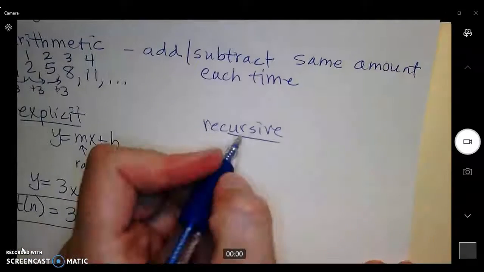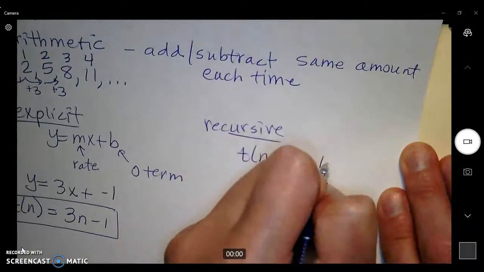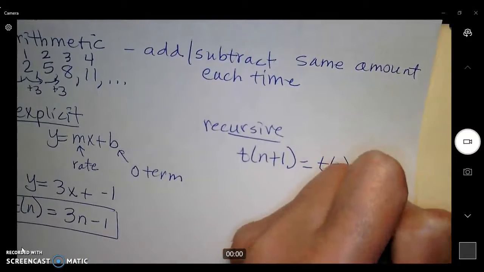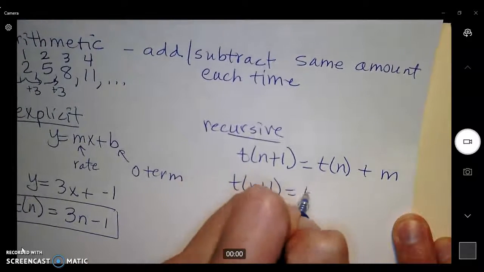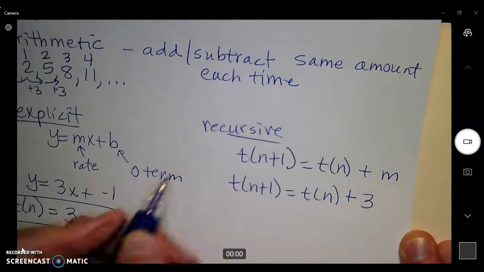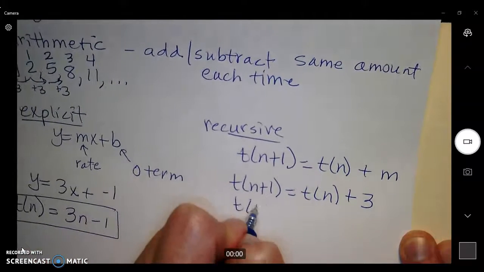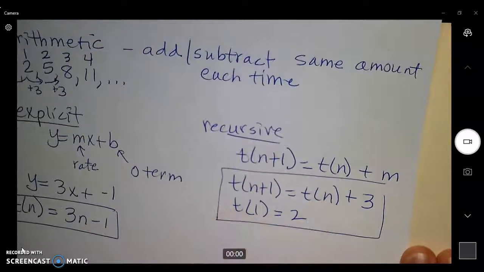Recursive will always have T of n plus 1 equals T of n and then plus your m value. So T of n plus 1 equals T of n plus 3. And then you have to tell them where to start. So T of 1 was 2. You can tell them any one you want. I usually just pick T of 1.